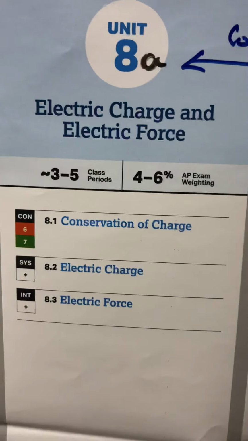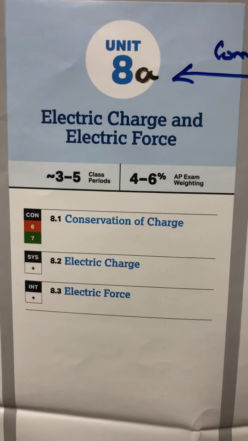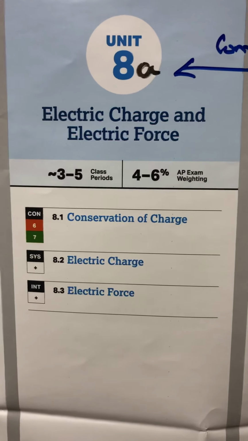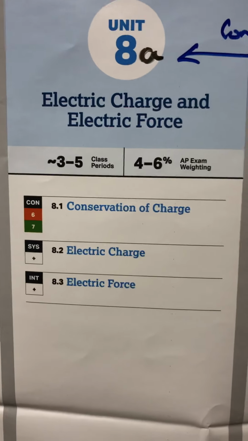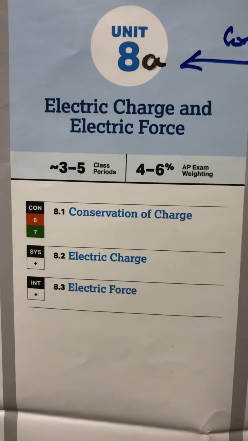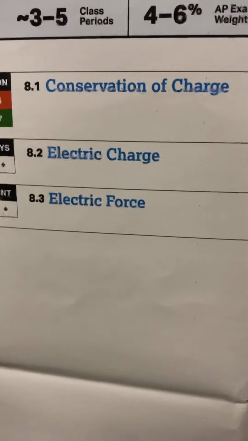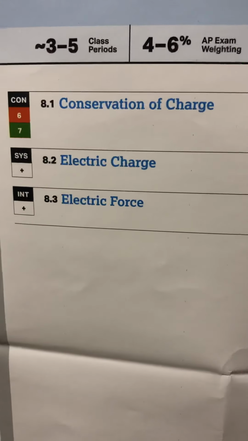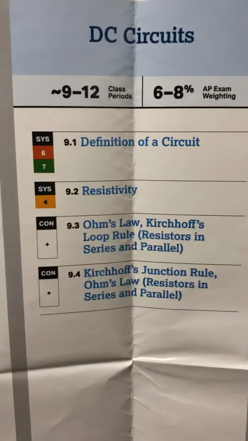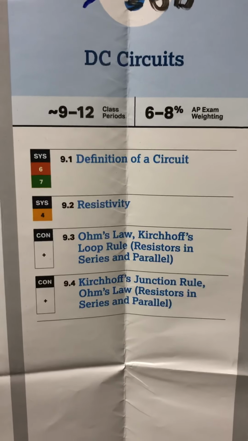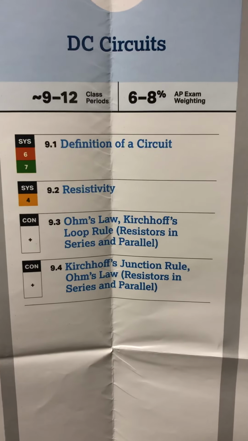And then finally we'll come to Unit 8. 8a will be electric charge and electric force, which is Coulomb's law. If I was going to describe chemistry in one sentence, I would say electron rich seeks electron poor because of Coulomb's law. Over here we'll also talk about electric charge, conservation of charge, and electrical forces. And finally, 8b, we'll be talking about what is a circuit, resistivity, Ohm's law, and Kirchhoff's law for circuits.